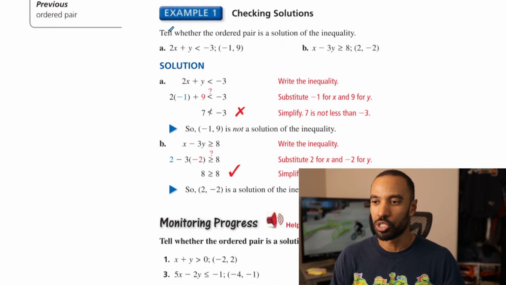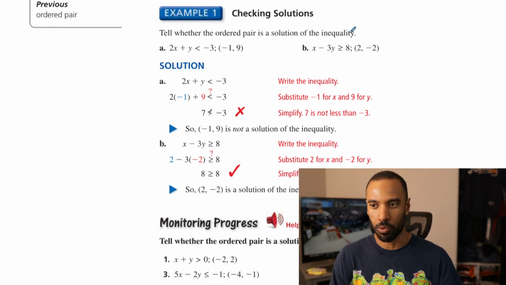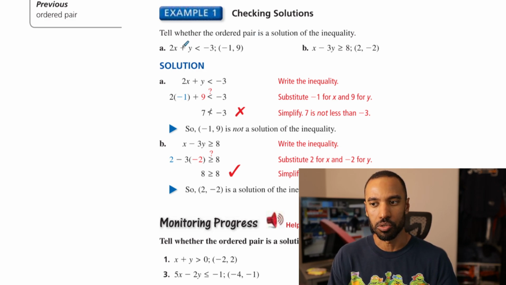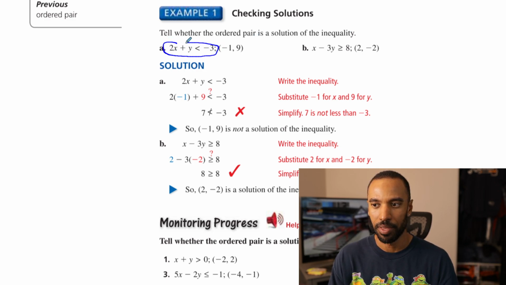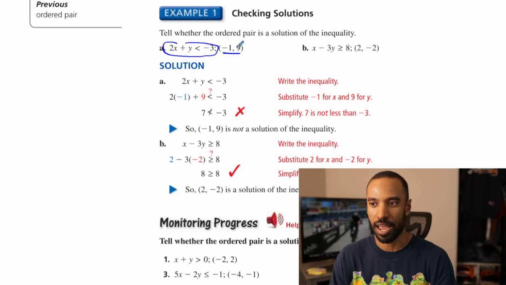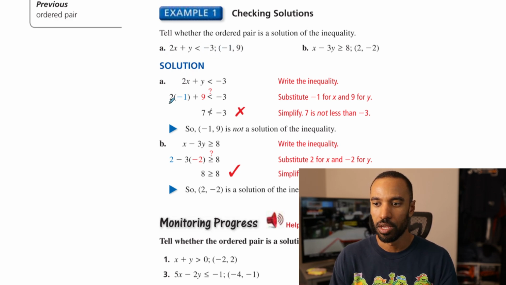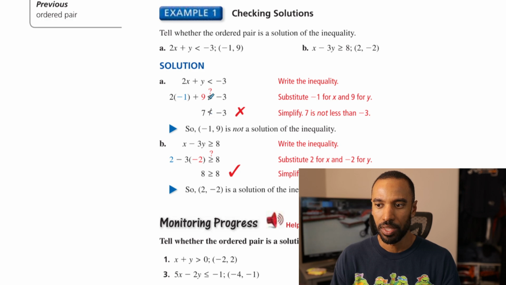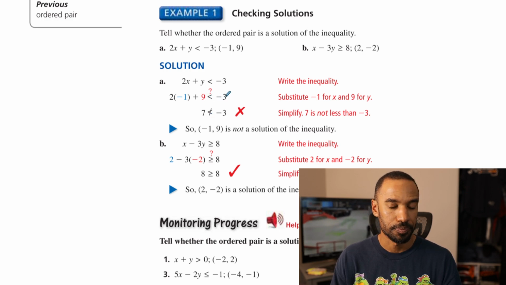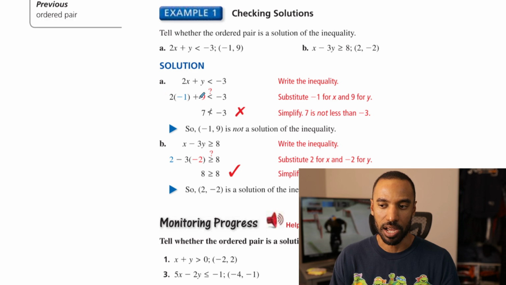All right, checking solutions. Tell whether the ordered pair is a solution of the inequality. No graphing yet, just a substitution. We have this inequality set up right here, and we have this ordered pair. -1 for x, 9 for y. So let's substitute them. 2 times -1 plus 9 is 7. Is 7 less than -3? No. So -1, 9 is not a solution to it.